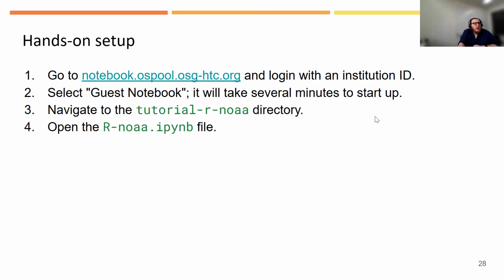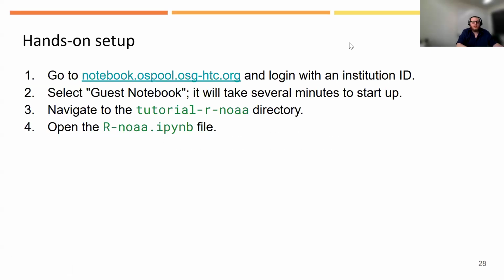So go to that website for login. I believe it needs to be an institutional ID that you sign in through CI logon. I don't think Gmail or ORCID will work. Once you've logged in, you'll want to select guest notebook, and that will take a few minutes to start up. Once it does, we're going to navigate to the tutorial-r-noaa directory, and inside of there is this r-noaa ipynb file that we want to open up and work through.